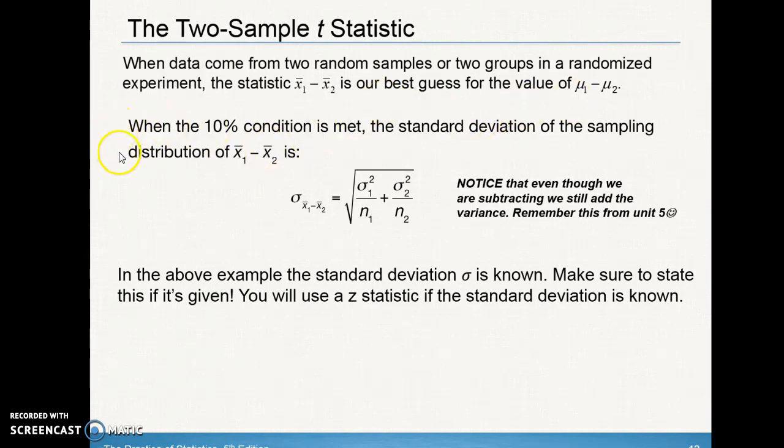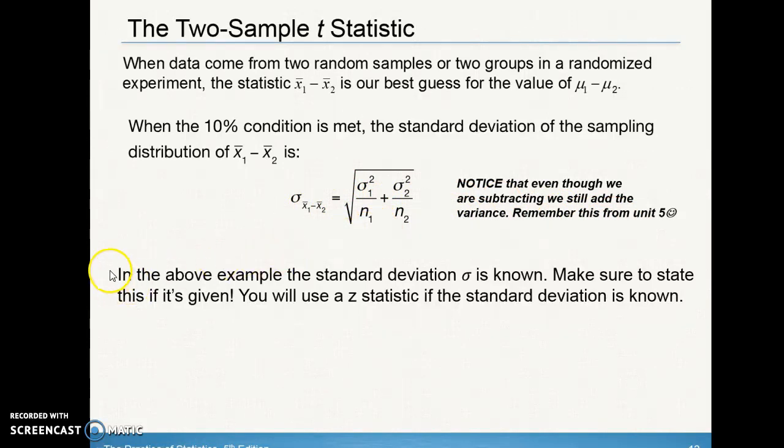Now, when the 10% condition is met, the standard deviation of the sampling distribution of the difference between the means is, okay, we already talked about this, the standard deviation. Even though we're talking about the differences, remember we add the variances to get the standard deviation of a difference. So if I want the standard deviation of the differences, I still have to add the variances. And this is from a previous unit. We already talked about what that means, so if you have questions, let me know.